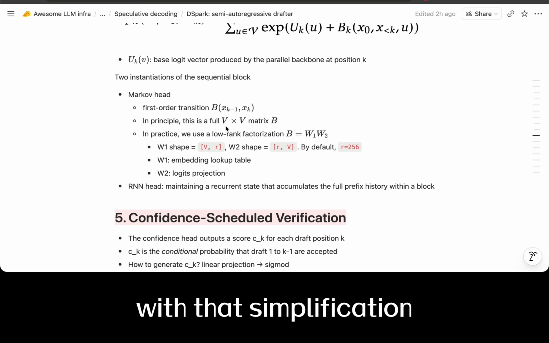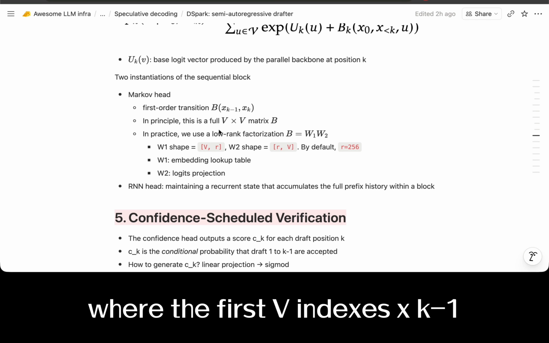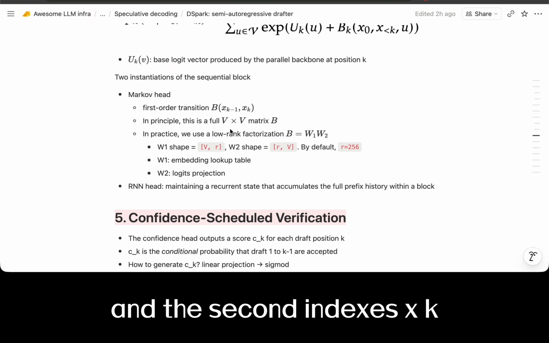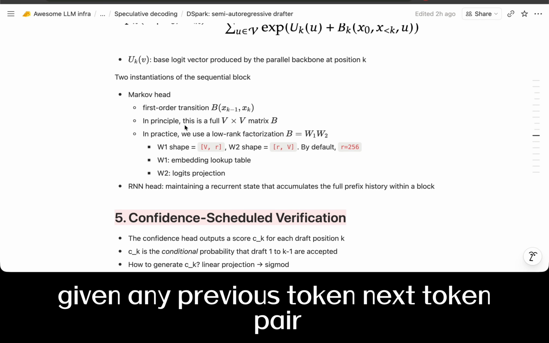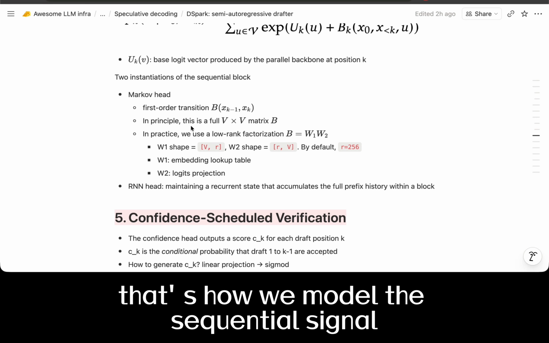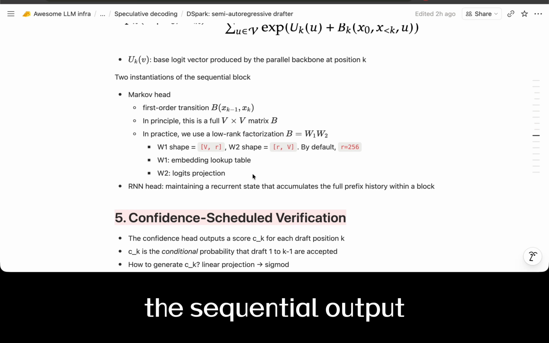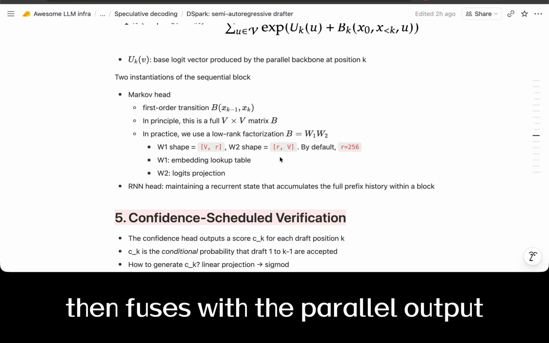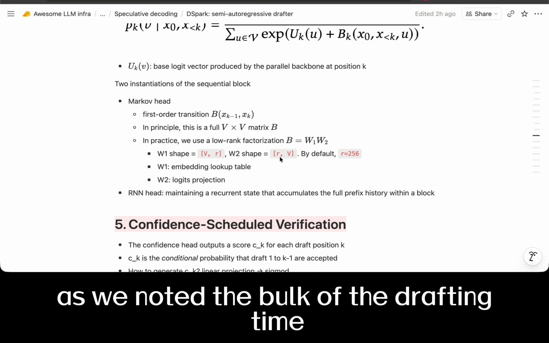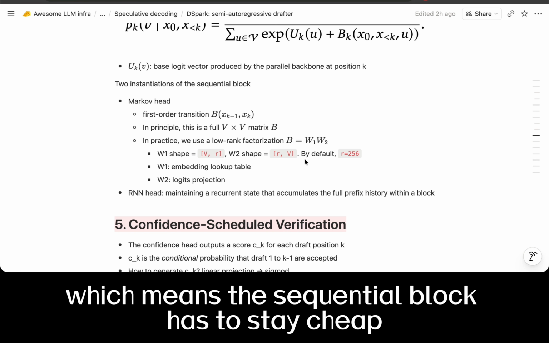With that simplification, B is just a V times V matrix, where the first V indexes x_{k-1} and the second indexes x_k. So given any previous token and next token pair, the matrix tells us how likely that pairing is. That's how we model the sequential signal. We swap the simplified B_k for the full B_k. The sequential output then fuses with the parallel output. As we noted, the bulk of the drafting time should live in the parallel block, which means the sequential block has to stay cheap. How?